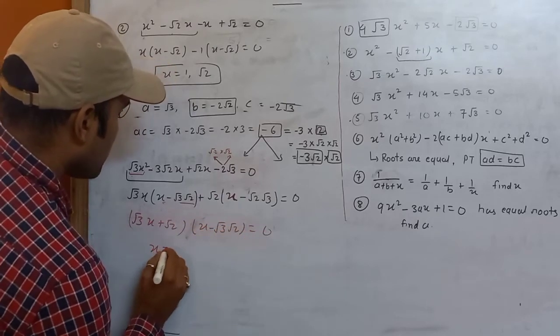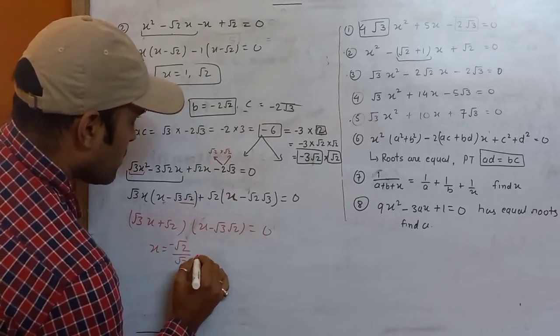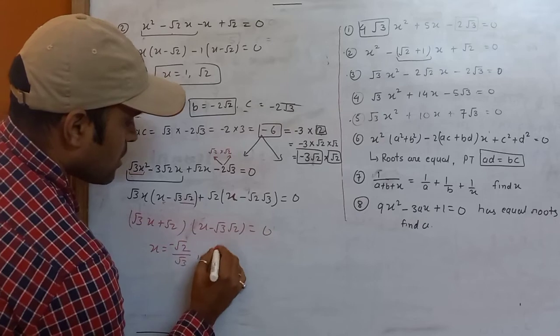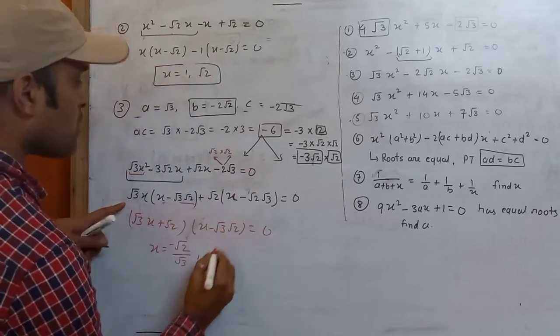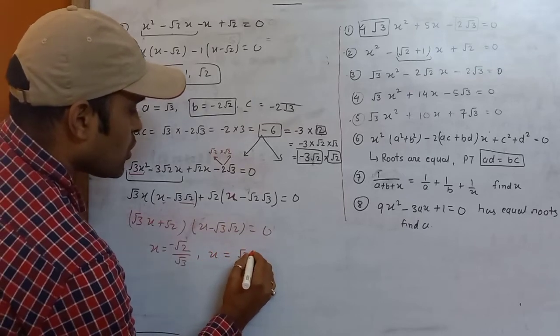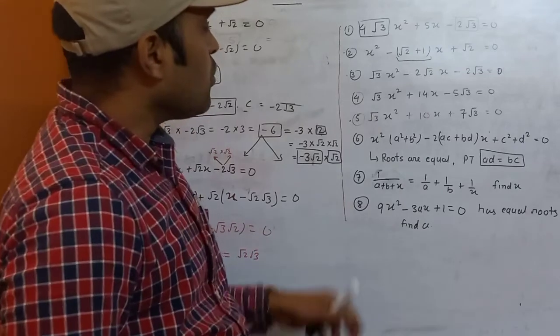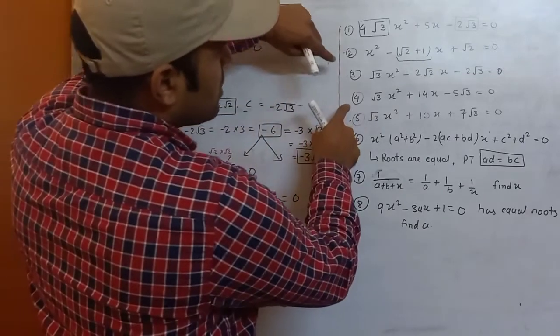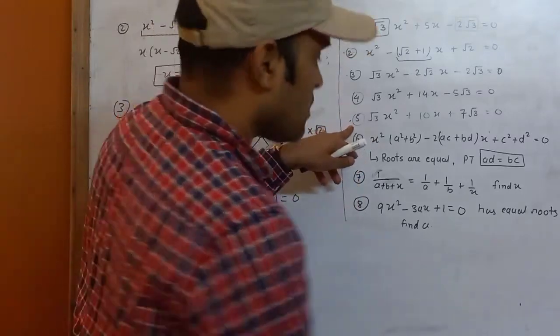So here x will be minus root 2 by root 3, and the other is x equal to root 2 into root 3. Okay, now we will go to the next question, because question number 4 is similar to question 3. So we will go to the next question, number 5.